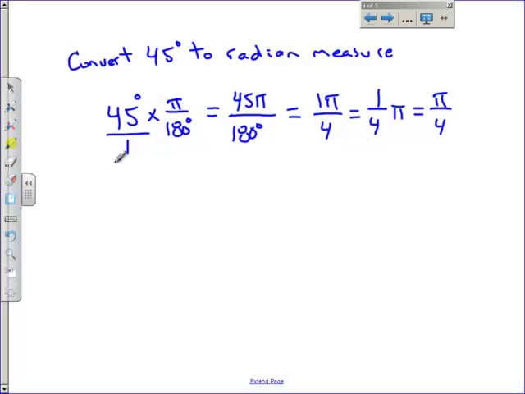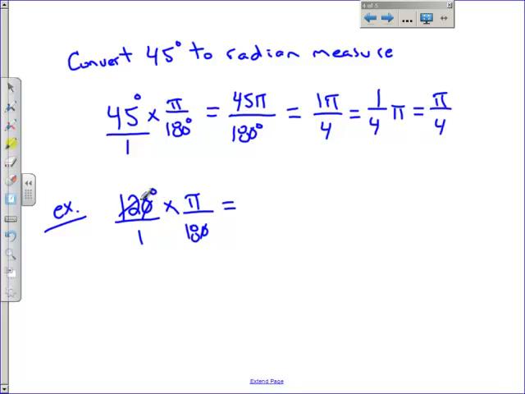Let's see another one. Let's convert, I don't know, 120 degrees. This would be another example. Let's convert 120 degrees to radian measure. So I'm going to multiply times pi over 180. Again, you could multiply by 2 pi over 360, but this is just simpler. Let's go ahead and simplify this before we get started. You can cross-cancel when you're simplifying fractions. So we can go ahead and knock off a 0.